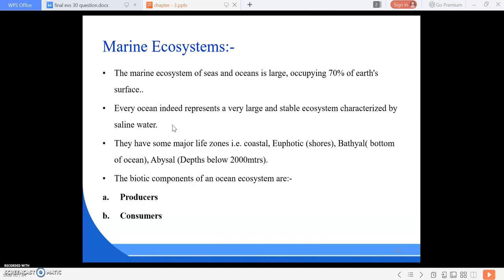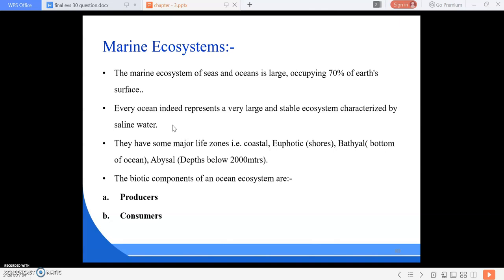Next, we are going to study about the marine or the ocean ecosystem. The marine environment of seas and oceans is large, occupying 70% of the Earth's surface. The volume of the surface area of marine environment lighted by sun is small in comparison to the total volume of water involved. All the seas are interconnected by currents, dominated by waves, influenced by tides, and characterized by saline water. Each ocean indeed represents a very large and stable ecosystem.